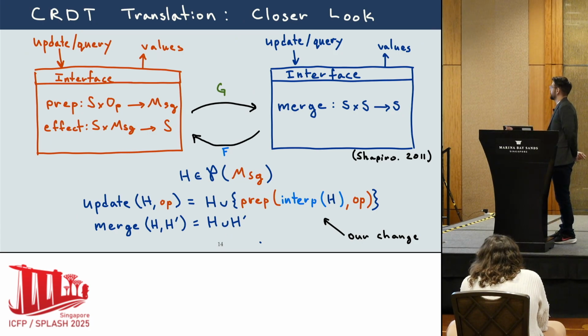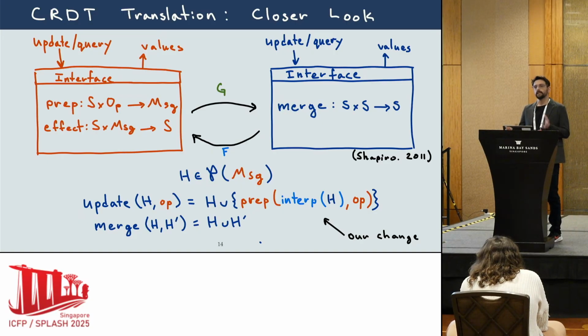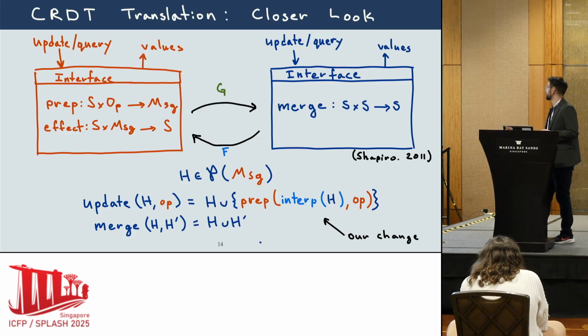What I wanted to talk about, though, for this paper was really the simulation proof, the key idea of how we wrote the proof, because our second contribution relies on that simulation existing. So that's what I wanted to talk about here. Let's take a closer look at the translation. We're focusing on the translation from the left to the right, so the G.